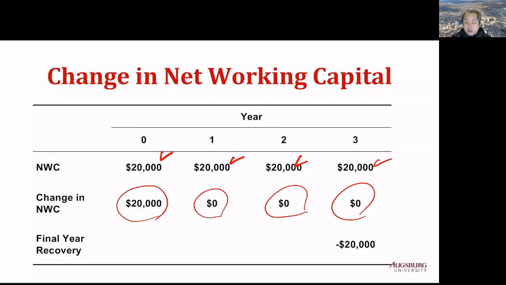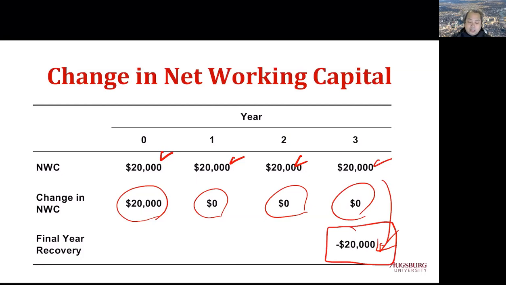In the final year, however, all net working capital should be recovered since it will eventually be recovered. So in the final year, this $20,000 will be recovered. So negative 20,000 will be the change in net working capital.